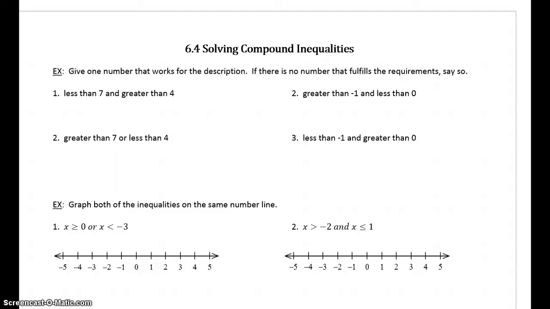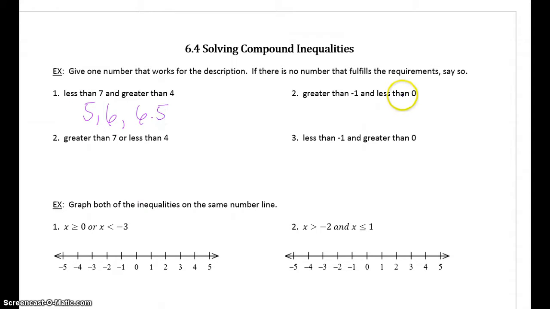Okay, so today we are solving compound inequalities, which means that we are solving two inequalities in one, essentially. So give one number that works for each description. If there is no number that fulfills the requirements, say so. So numbers that are less than 7 would be like 6, 5, 4, 3, 2, 1, and greater than 4. So greater than 4 would be like 5, 6, something like that. So if you picked anything like 5, 6, 6.5, anything like that, that would work.